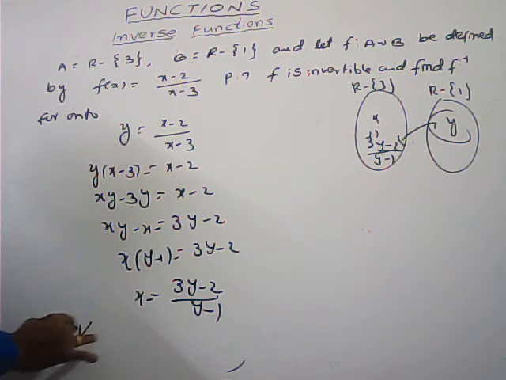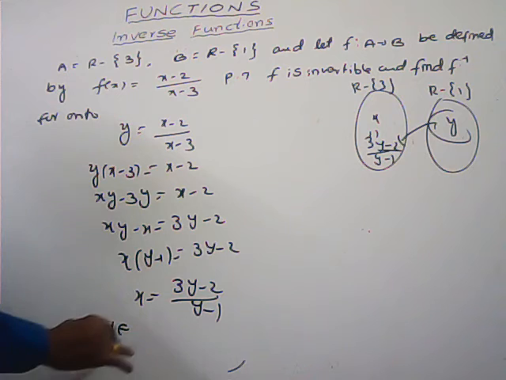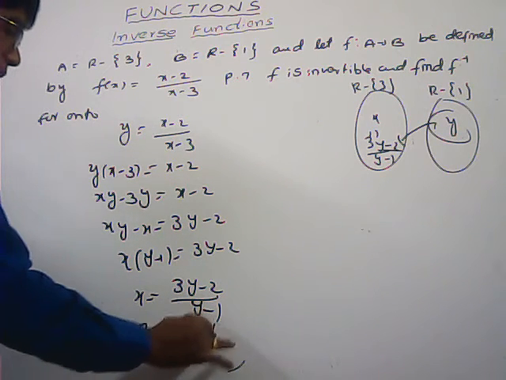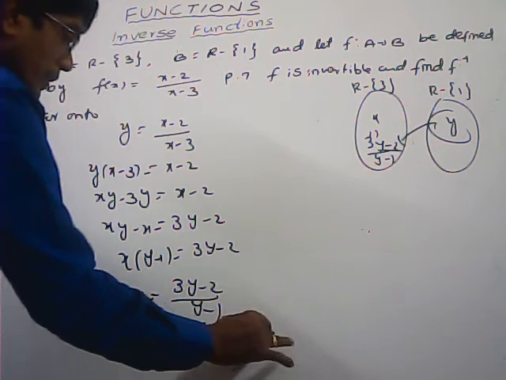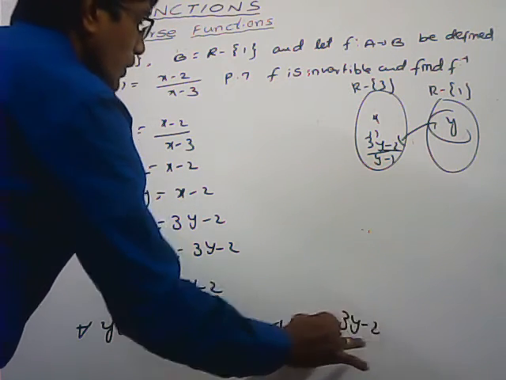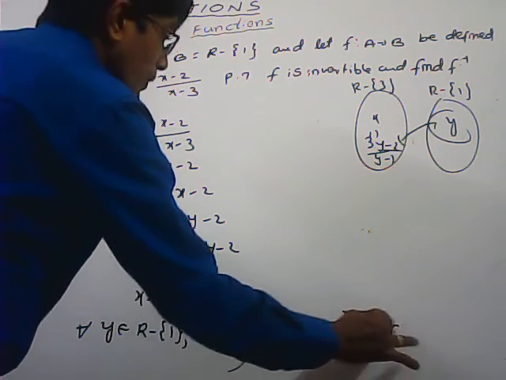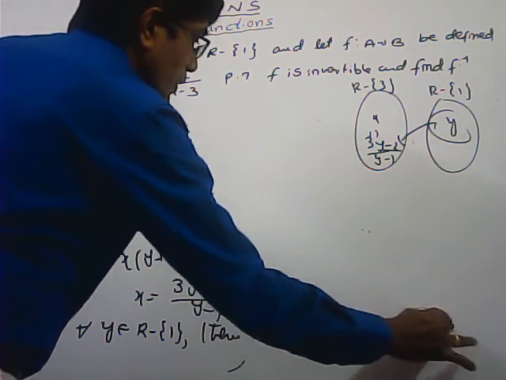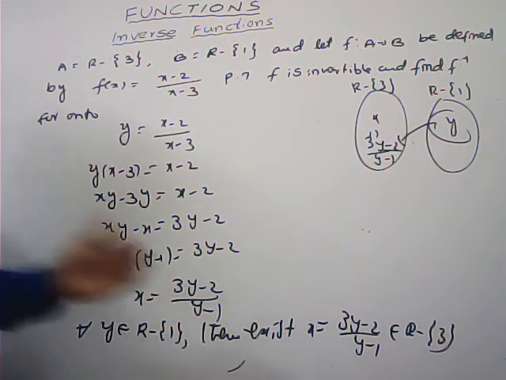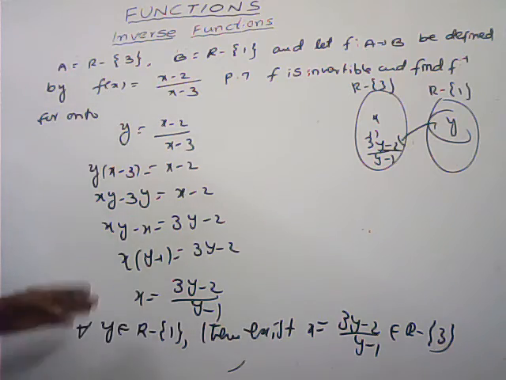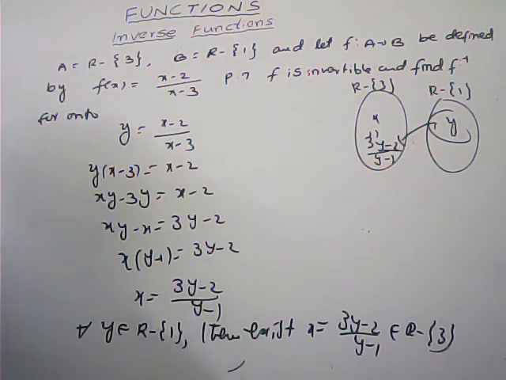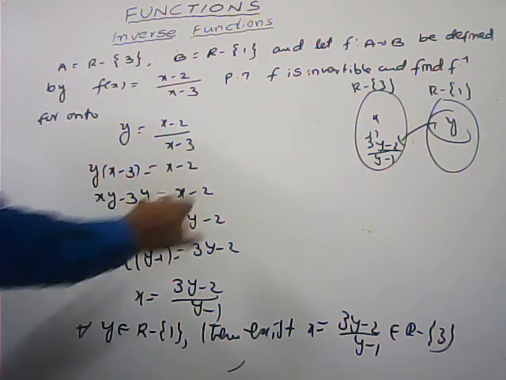Therefore, for every y belongs to all the real values except 1, there exists x equals to (3y minus 2) by (y minus 1) belongs to the set of all the real values. Wherever we are taking y belongs to codomain, x belongs to domain. For every y belongs to B, there exists an element x belongs to A. Here we have to prove that f of x equals to y.